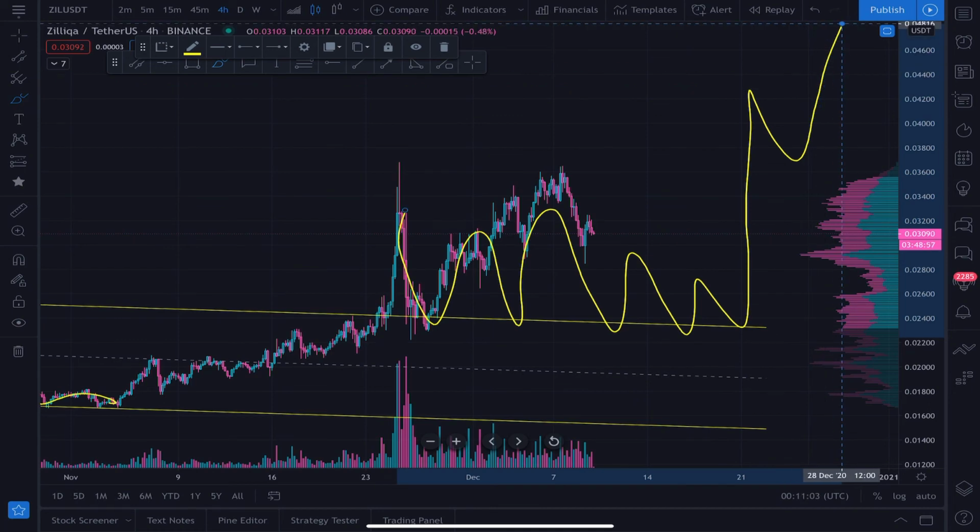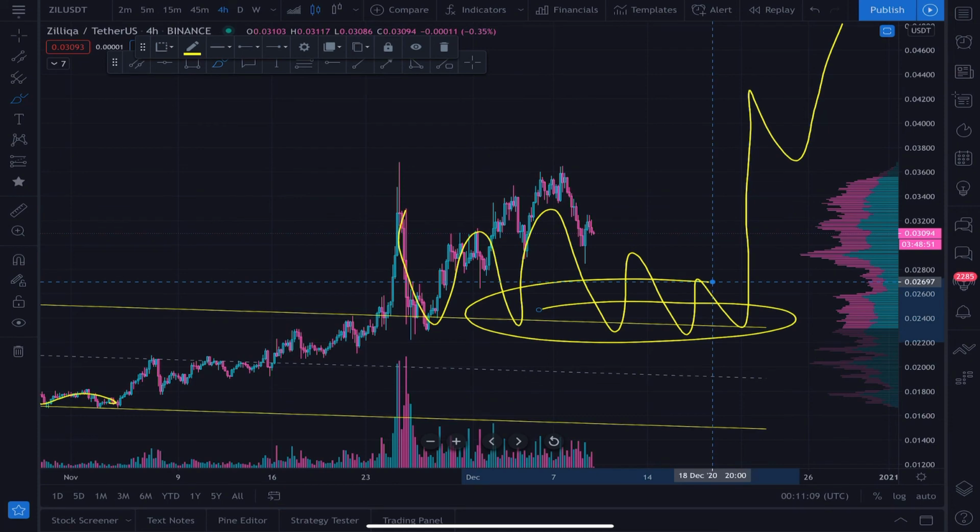The structure looks bad. I'm not going to lie to you. The structure does not look good. So don't be surprised if we come down for a test down here. I don't think it's ready. I think that we're going to see further downside inside of Zilliqa before we can make that commitment to the upside. You got to take these things one level at a time.